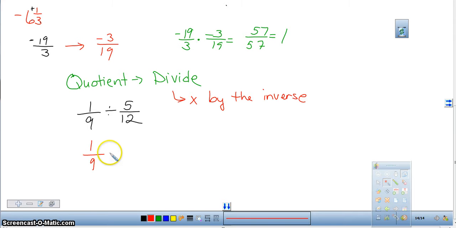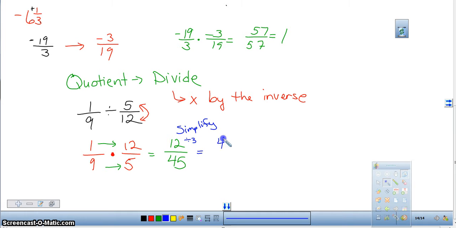I change this to times, and then I have to flip the second one. And then I multiply across. 1 times 12 is 12. 9 times 5 is 45. And then I have to simplify that one. Reduce, I can divide by 3. So I get 4 over 15.